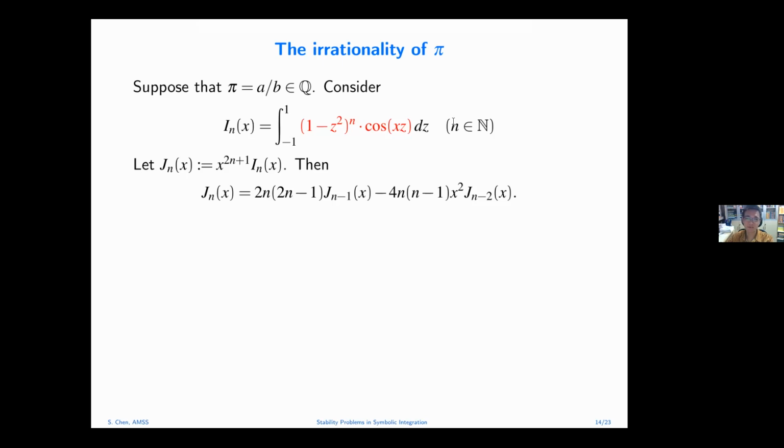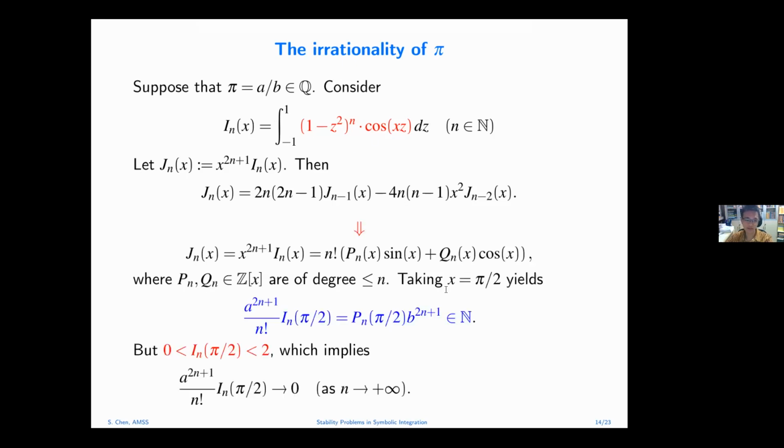I'm motivated by reading some books about transcendental numbers. I read a lot of papers about how to prove pi is an irrational number. And I observed that they usually start from a certain kind of indefinite integral. In this integral, the integrand is always some trigonometric function, like sine, cosine, or something, multiplied by some power of polynomials.